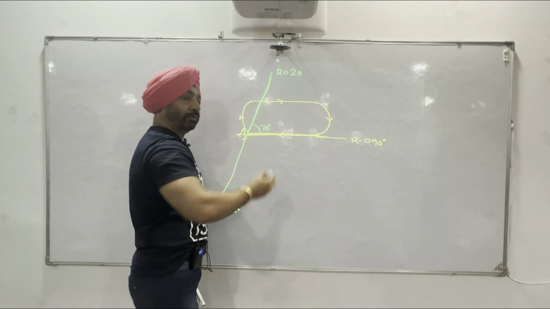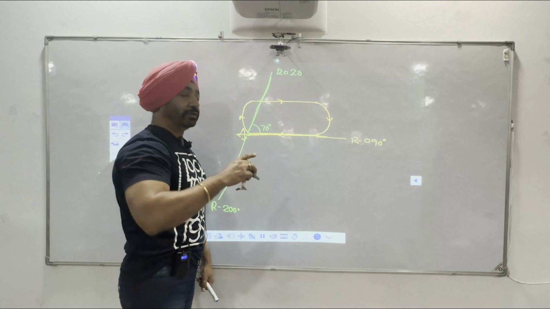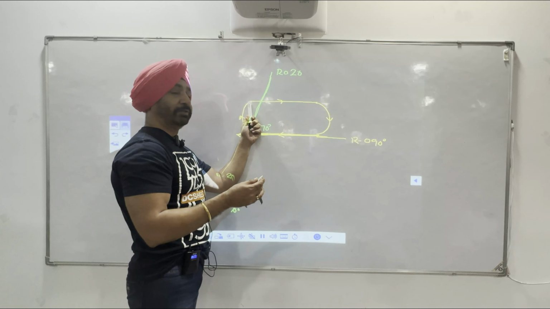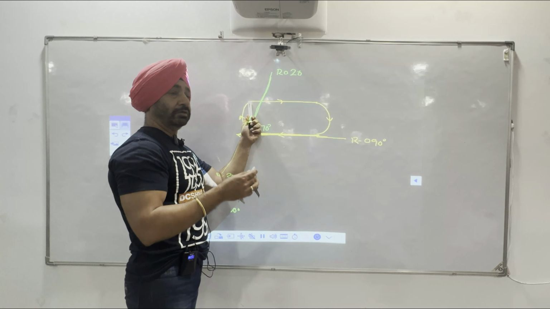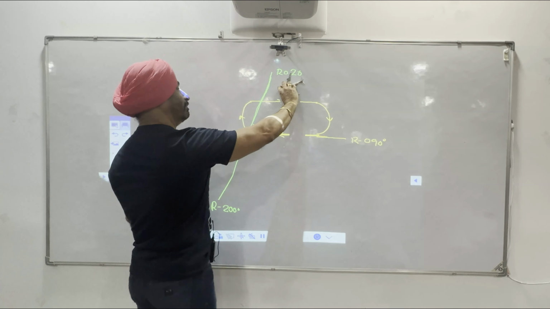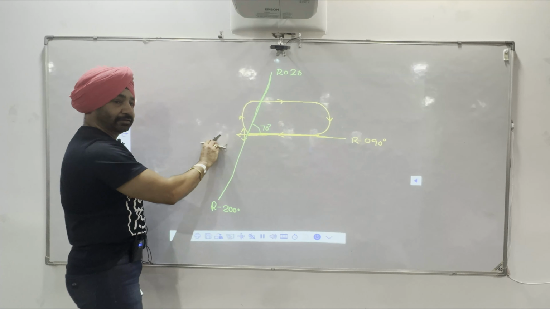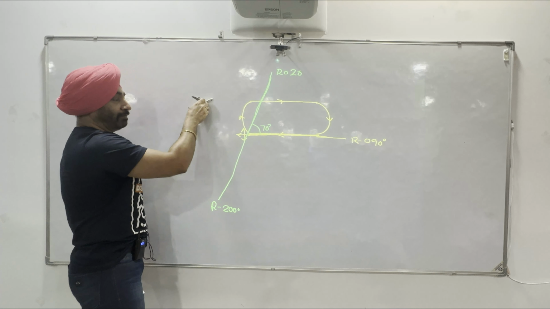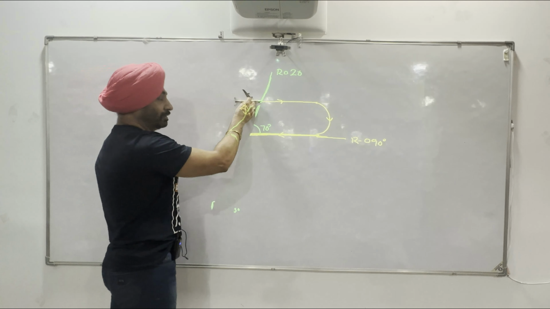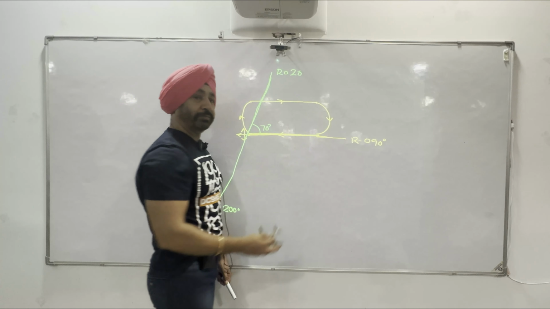You directly turn outbound. When do you time out? The timing starts when you are established on outbound 270, or you are abeam the station. That's the time you time out for 1 minute. What is the meaning of this? Let's say you are coming from here. You start turning and move forward like this, and that's how you continue. If you time out for 1 minute from here, does it make sense? So where do you start timing? When you come abeam the station, and that's the time you time out for 1 minute.